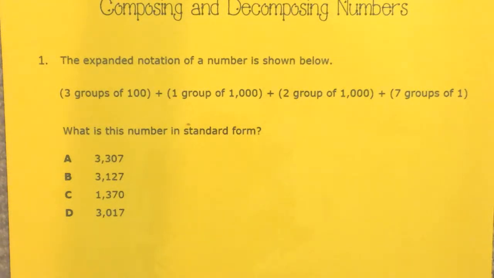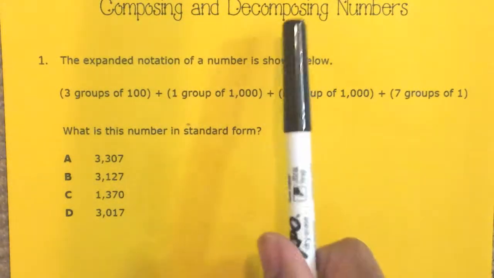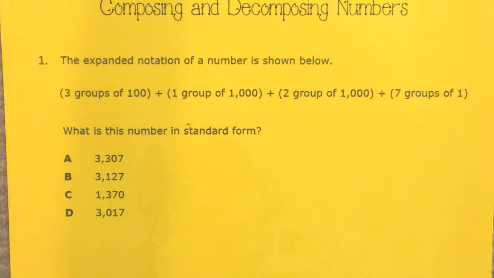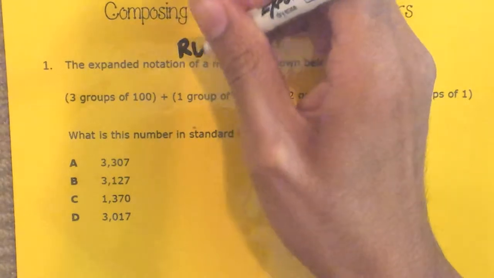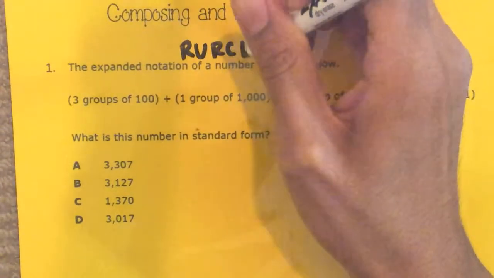Hi friends, go ahead and take out this paper called Composing and Decomposing Numbers. It's in the middle of your table. Go ahead and grab a dry erase marker and let's start by writing, are you reading closely and looking?